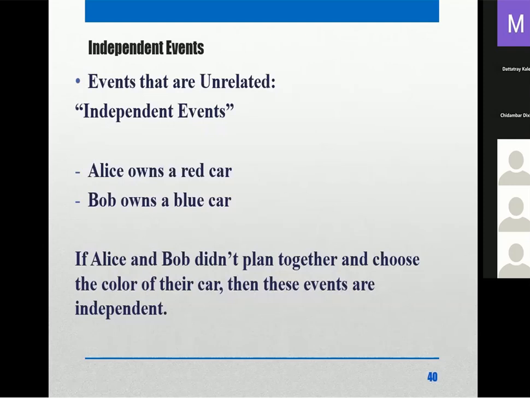Events that are unrelated are independent events. Alice owns a red car, Bob owns a blue car. These are independent. There is no link between these two. If Alice and Bob didn't plan together and choose the color of their car, then these events are independent. They are buying the car independently. There may be a possibility that by chance or by luck, the car color may be the same. That is another probability we can see.